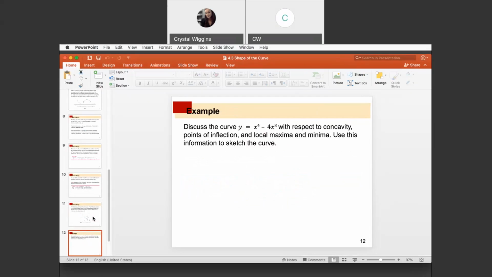Let's try this example. So we have a function y equals x to the fourth minus 4x cubed. We not only want to find the inflection points and the maxes and mins, but we also want to sketch the graph when we're done. So let's jump to our whiteboard so that we can do some calculations.